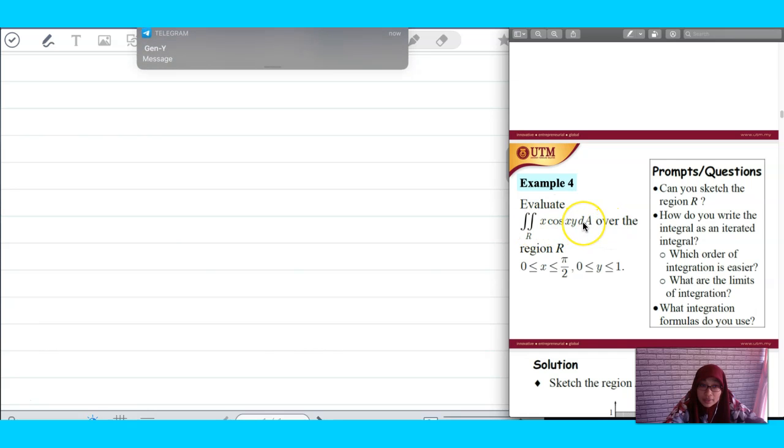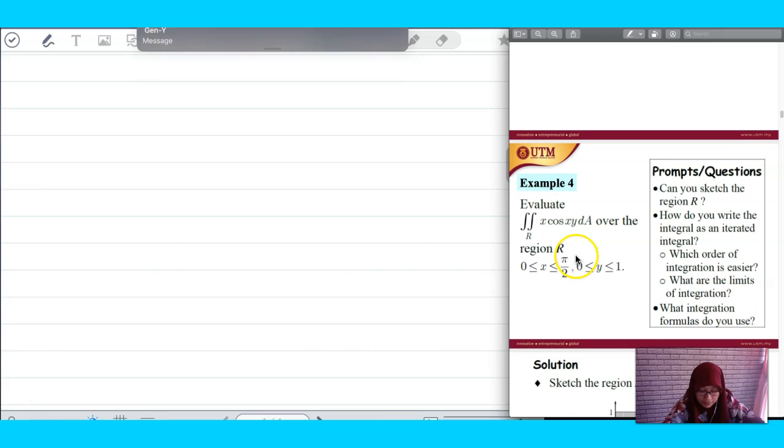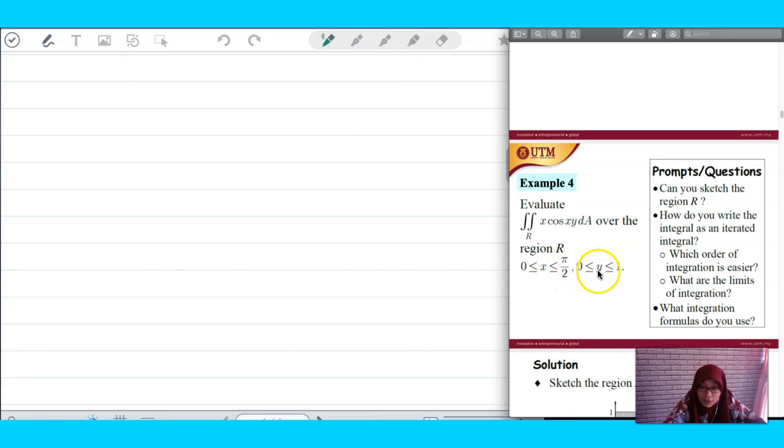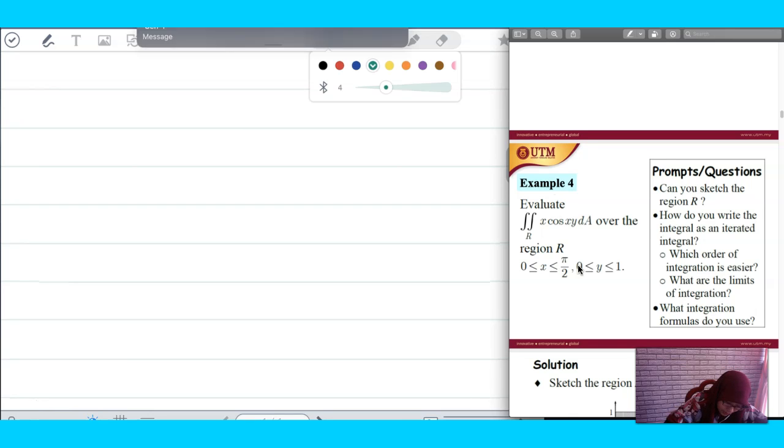Okay, now the next example we have, also the order is not given, and the limit is also not given, but the region is already given in interval form. So in this case, you don't need to sketch the region, because we have an idea directly from the information provided: the limit of y is from 0 to 1 and the limit of x is 0 to pi over 2, and they are all constant, meaning that we have a rectangular region.